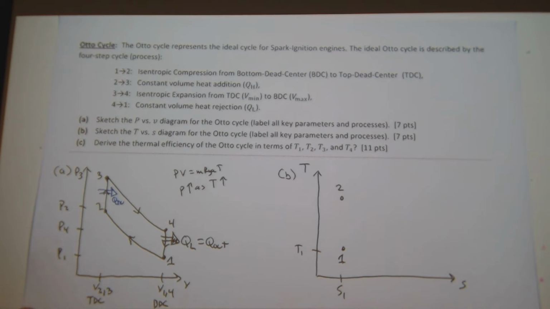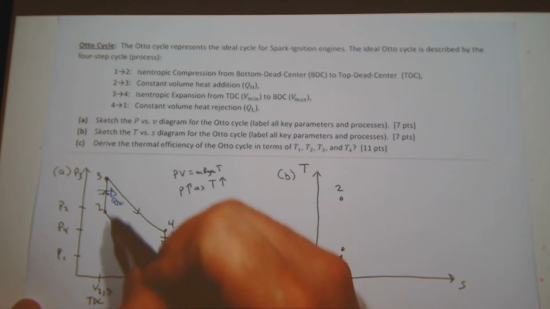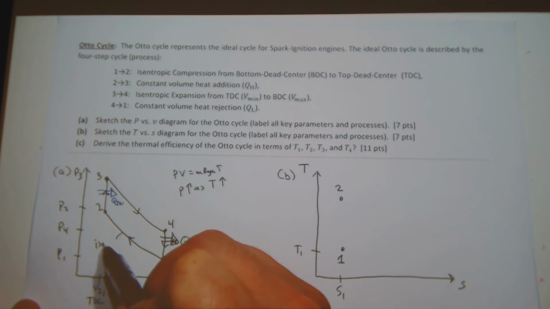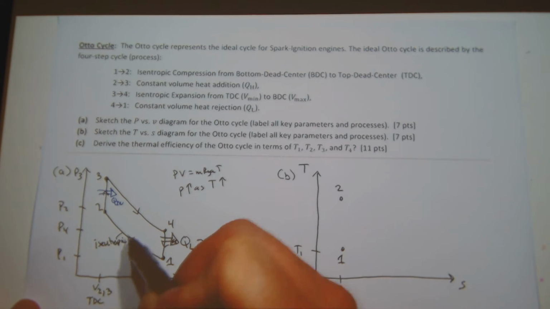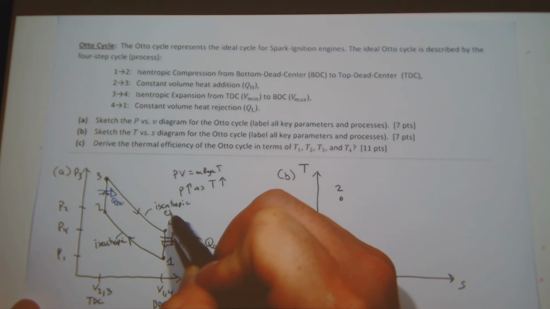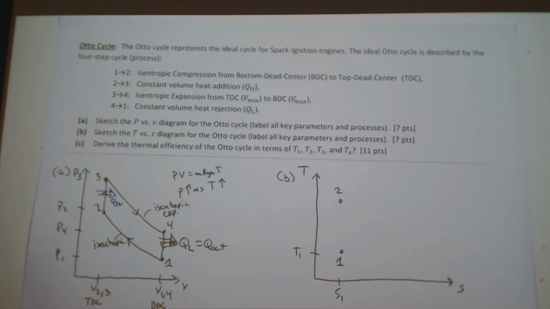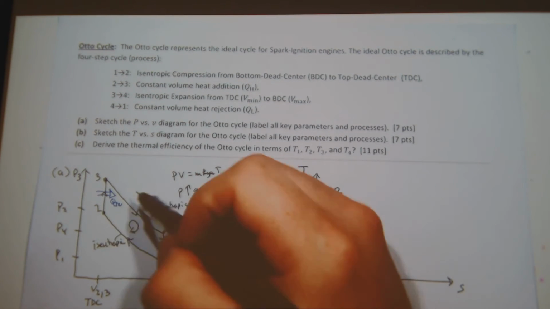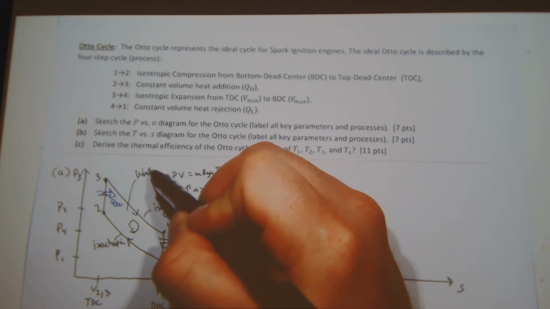The ideal Otto cycle. All I really need to do is pretty straightforward: constant volume with heat addition, and I just want to write isentropic and isentropic, and I could put expansion there. And again, I have a clockwise cycle, so I know that this is net work out.